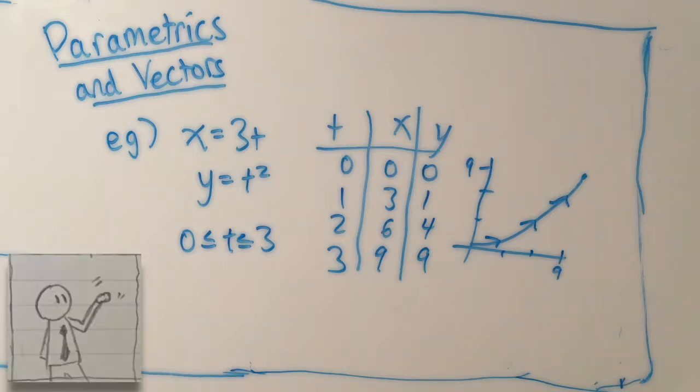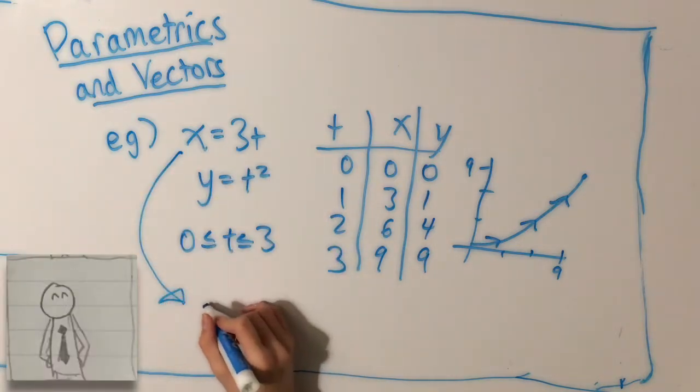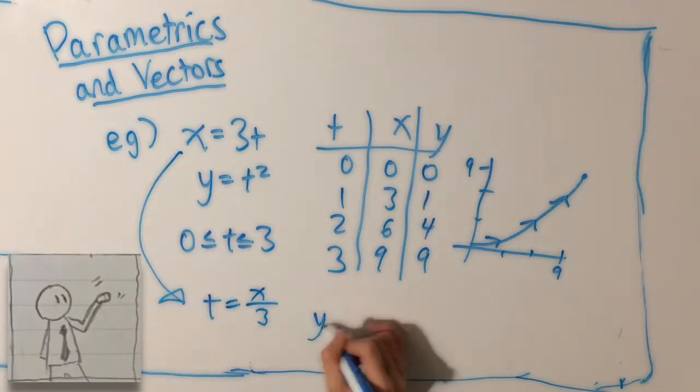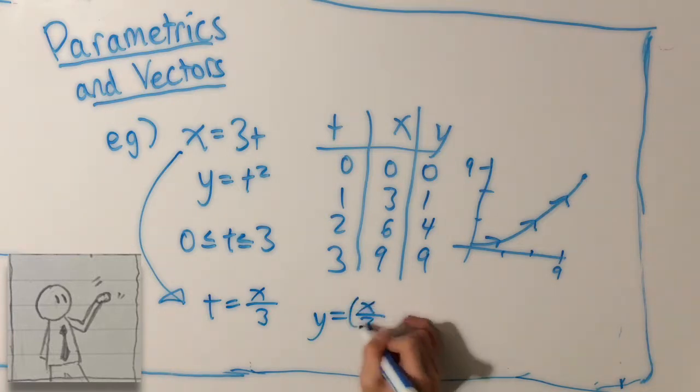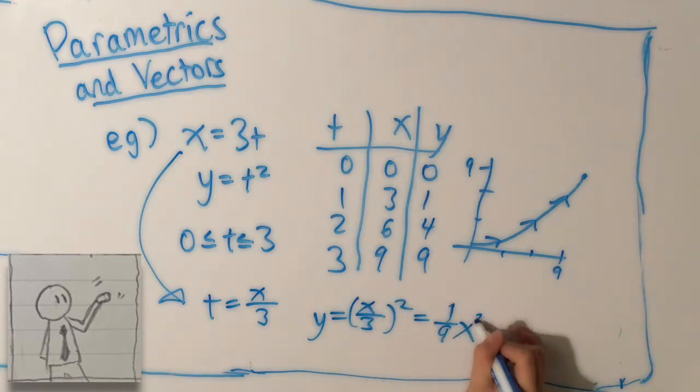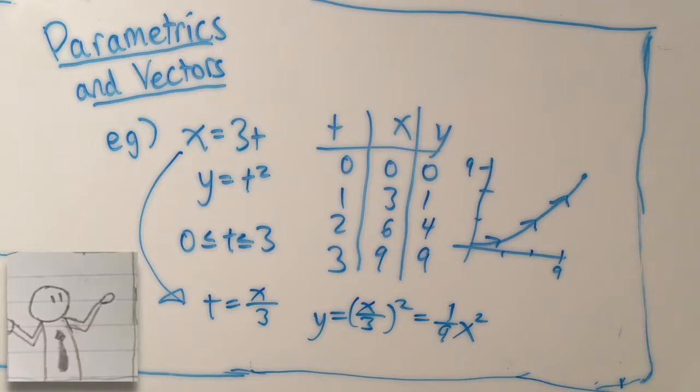In addition, we can use a technique you likely already know with parametrics, eliminating the parameter. We can solve for y in terms of x, and doing a quick substitution, we get y equals 1/9 x squared. Miraculous! With this, predicting the shape of the curve becomes trivial.